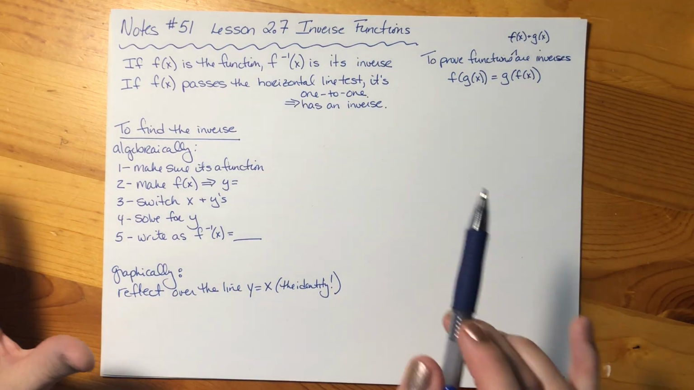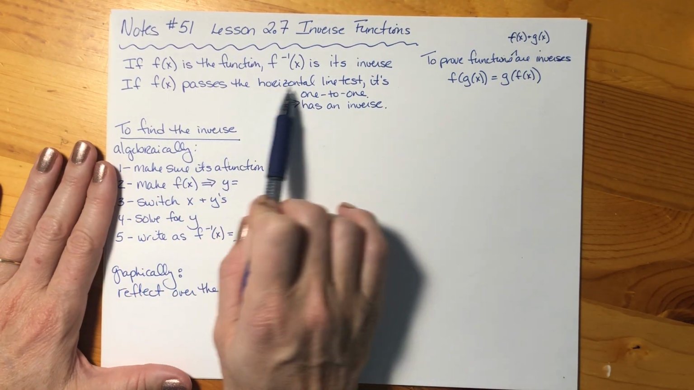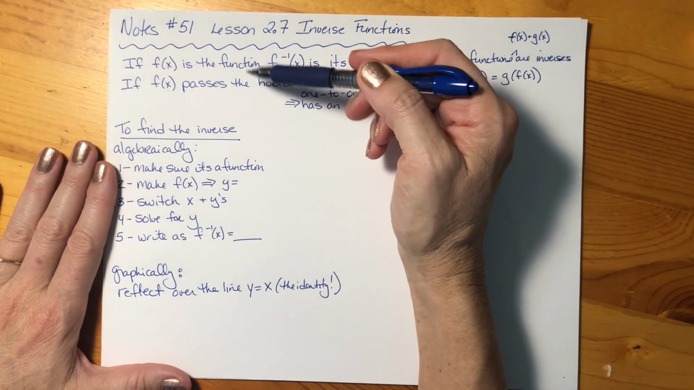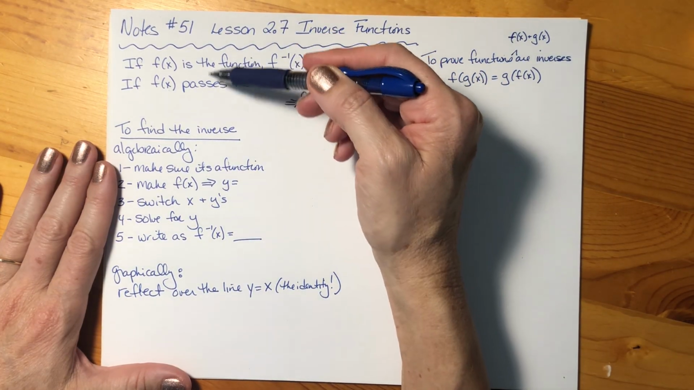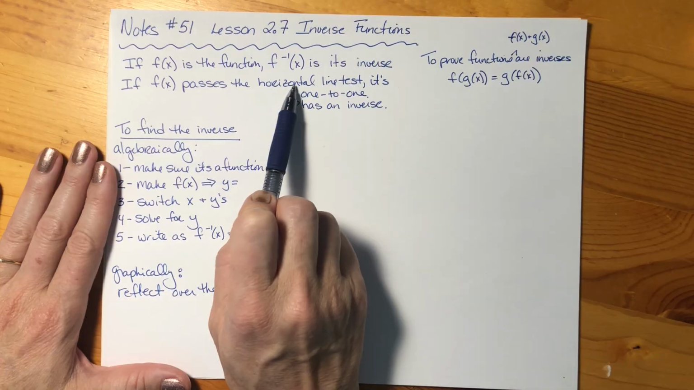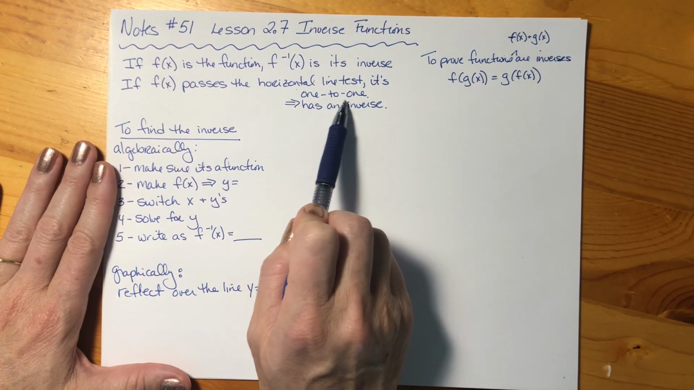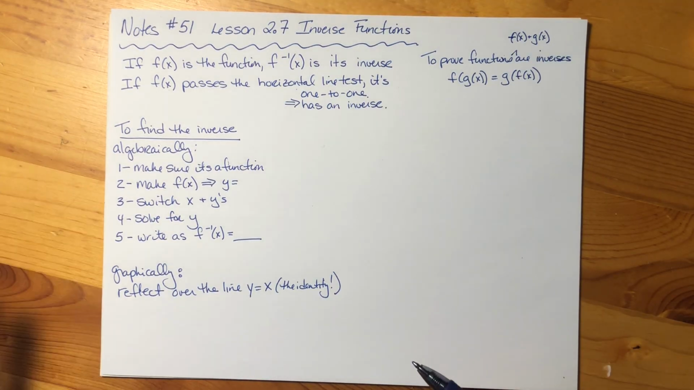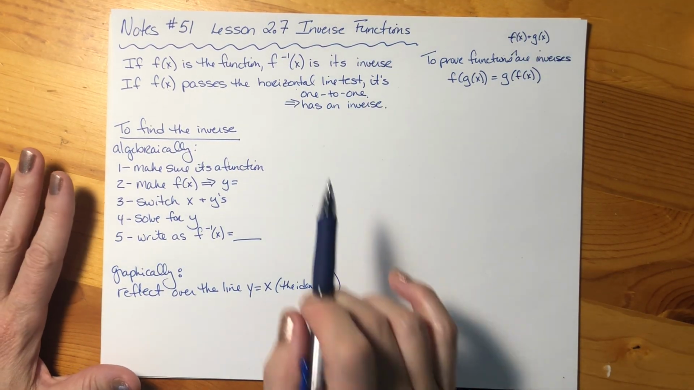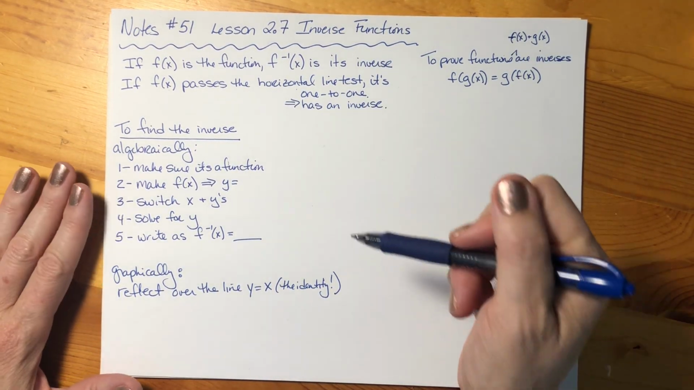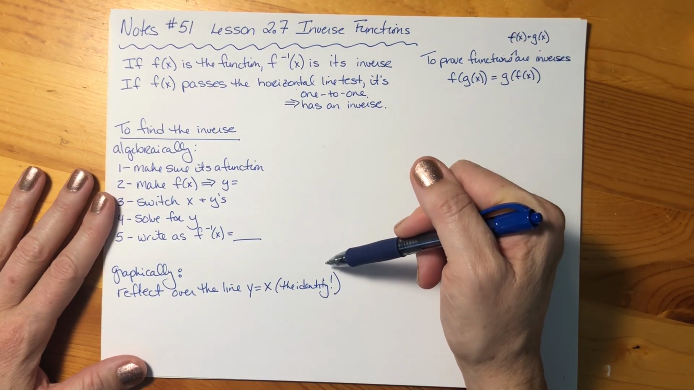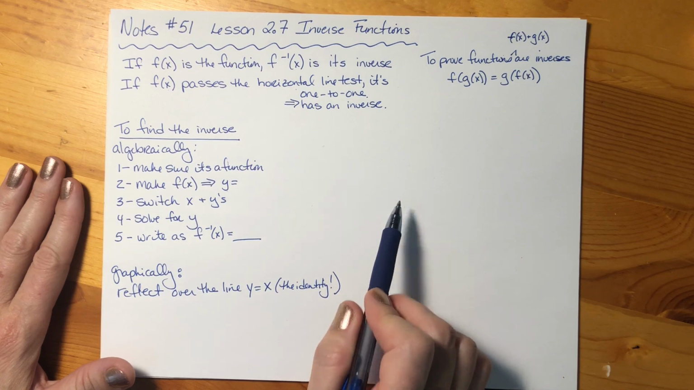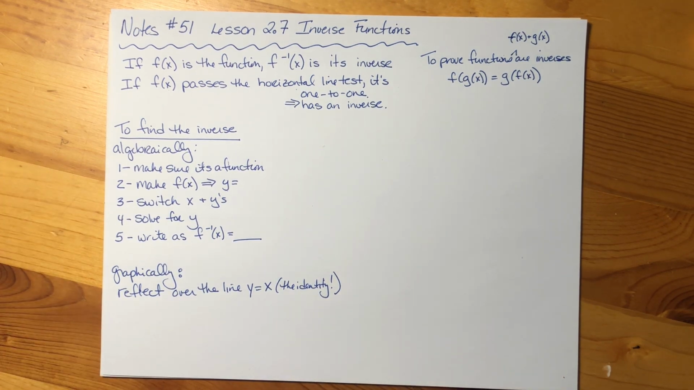So a couple things. First of all, if a function passes the horizontal line test, remember we did the vertical line test to find out if something was indeed a function. But now we're going to do the horizontal line test, and that's going to determine if it's one-to-one. We're going to determine if it actually has an inverse. All right, so keep that in mind. First thing you're going to do is look at a graph, check its vertical line test. Yes, it's a function if it passes. Then check the horizontal line test, and that'll tell me if it has an inverse or not.